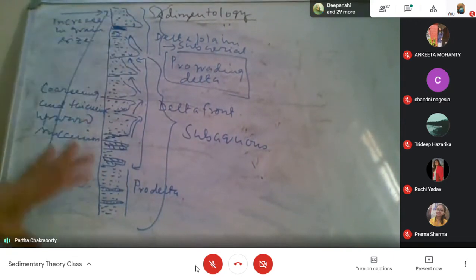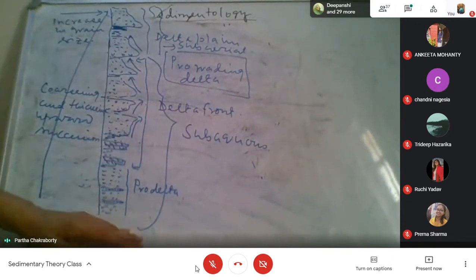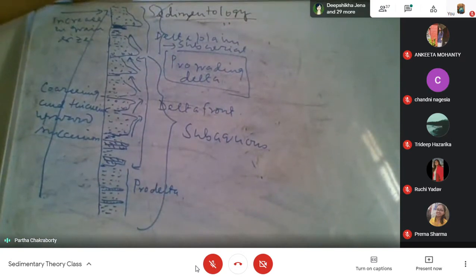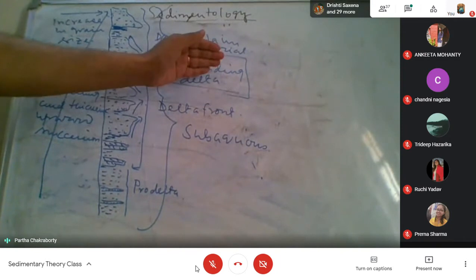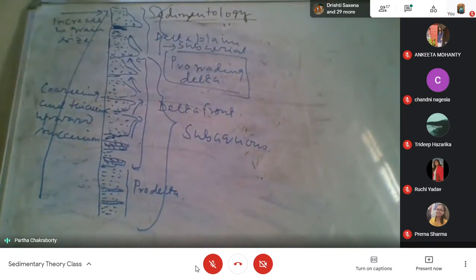So this delta is now preserved between the marine shell and the continental shell. So it will be preserved. Now another delta cycle can form above this cycle. So a delta cycle is formed.